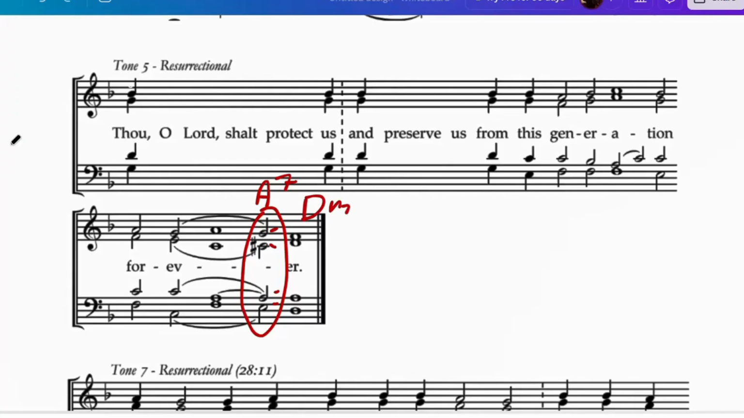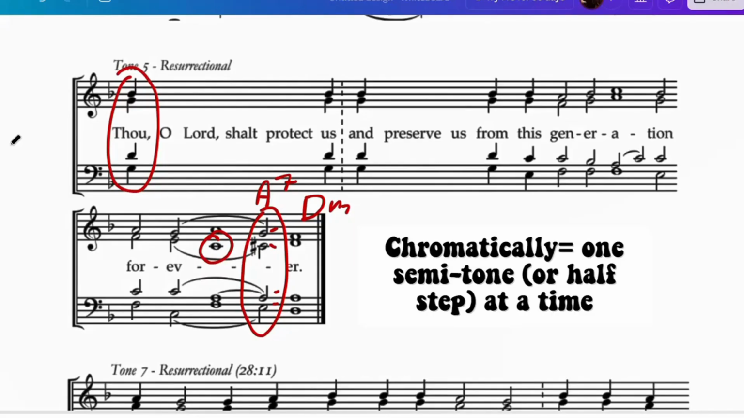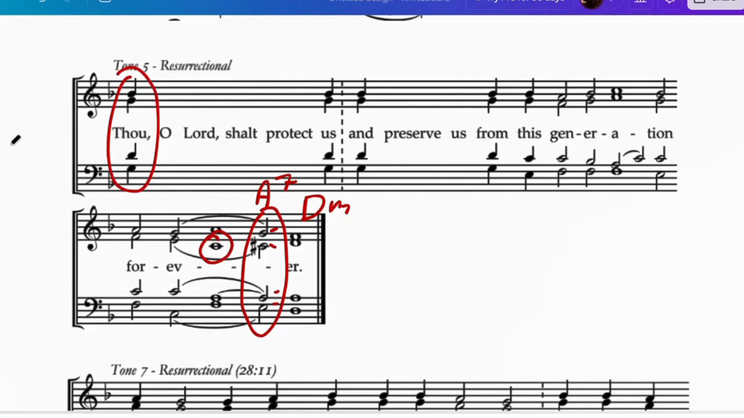A D minor. The song starts off with this chord, which is a G minor, but then it ends up on a D minor, and you can see the alto. It starts down here. It moves from the C natural and then moves up chromatically: C natural, C sharp, and then D. So this is chromatic movement, which is one semitone at a time. And again, this is another dominant.